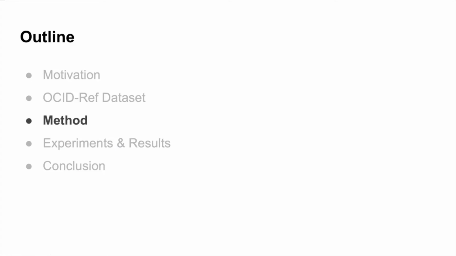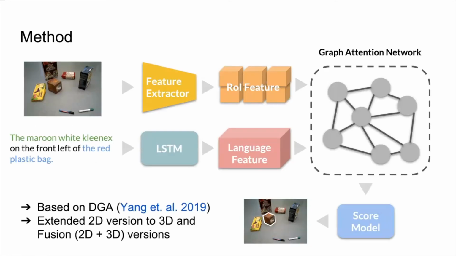Next, we introduce the method. This is the overall pipeline of our method. We evaluate our OCID-Ref dataset with a state-of-the-art model, DGA, which is a graph-based referring model proposed in ICCV 2019. Also, to evaluate the contribution of each modality, we construct 3 versions of models, 2D, 3D, and Fusion.